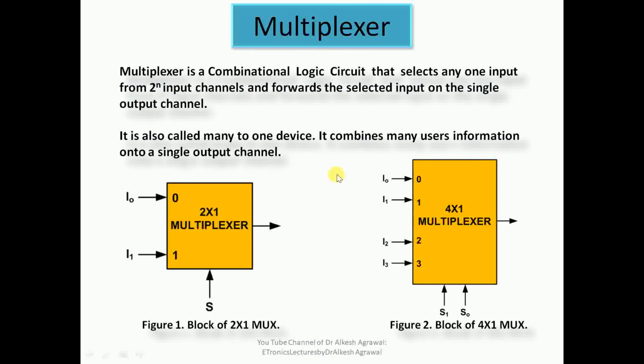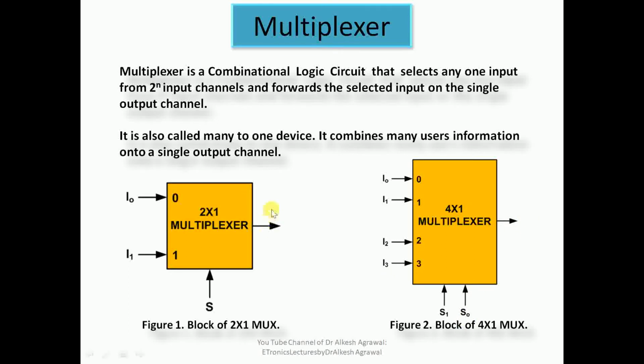First of all, let us discuss what a multiplexer is. As you can see, this is the block diagram of a 2 cross 1 multiplexer, and this is the block diagram of a 4 cross 1 multiplexer. A multiplexer is a combinational logic circuit that has many inputs but only one output, with some special inputs termed selection inputs. Here we have one selection input, and here two selection inputs. So in all we have inputs I0, I1, S, and only one output. Here we have inputs I0, I1, I2, I3, S0, S1, and only one output.